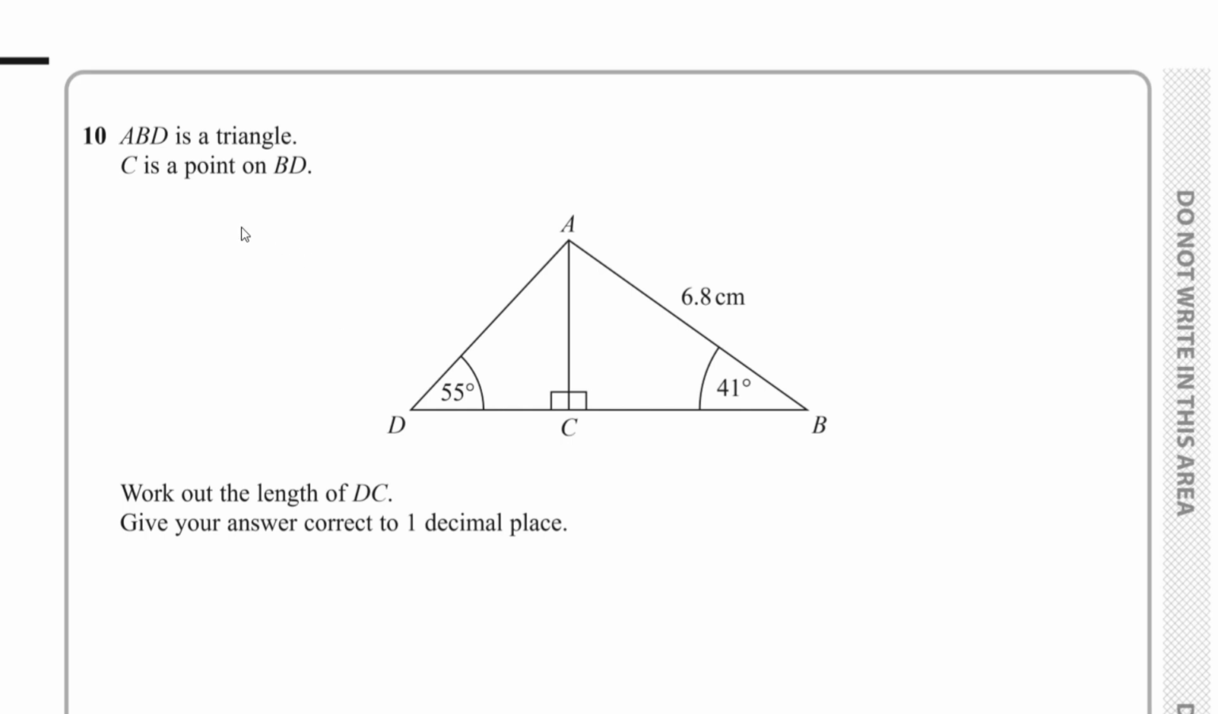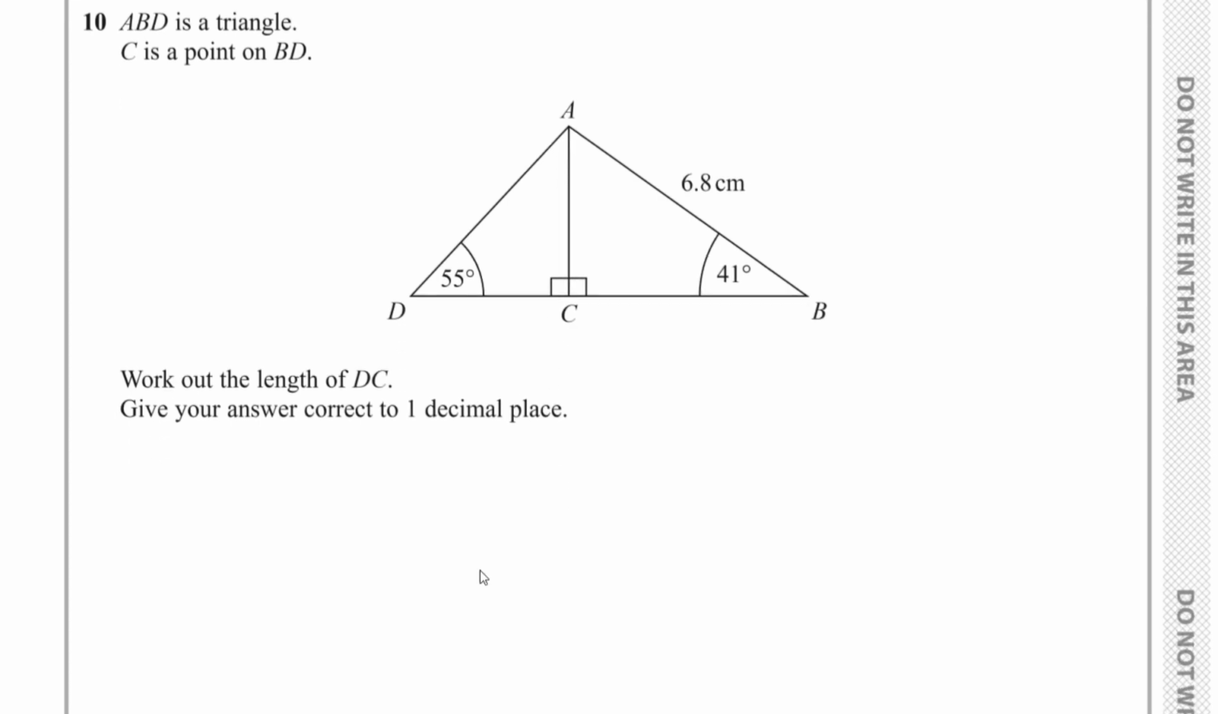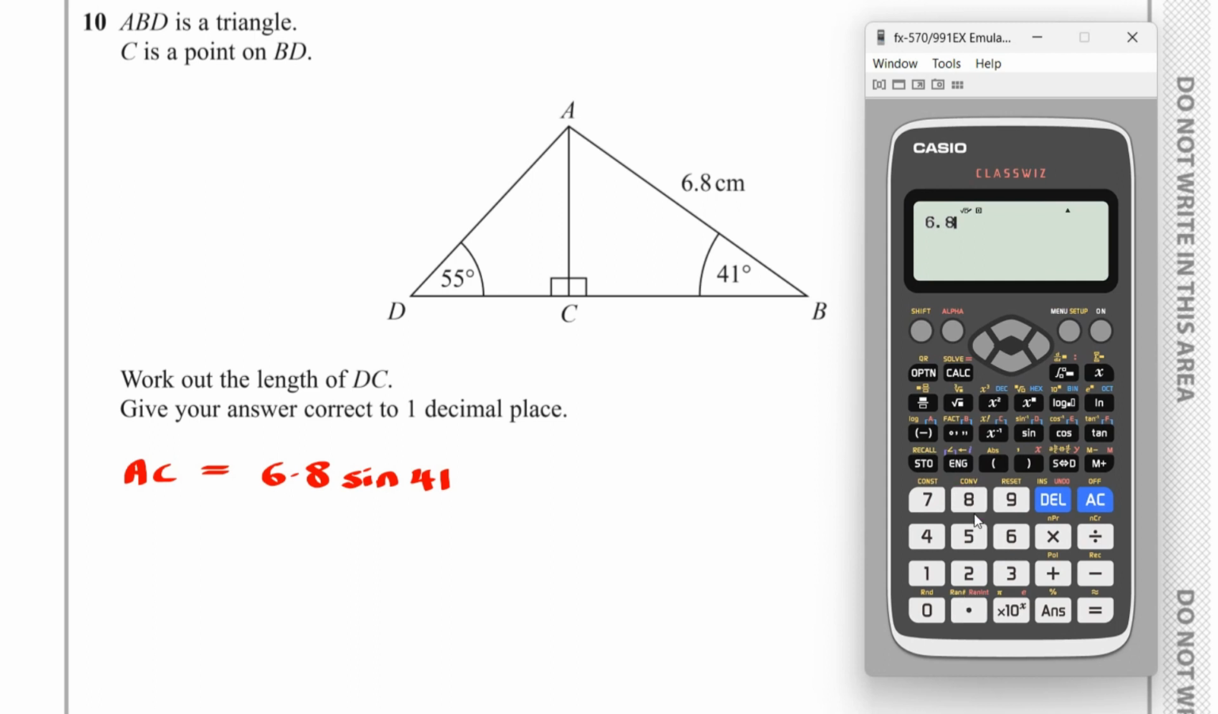Question number 10. ABD is a triangle, C is the point on BD. We have to work out the length of DC to one decimal place. So I need to work out this length here. First of all, I can work out this length by finding out what AC is, and I can do that using simple trigonometry. So AC will equal, well, here I've got the hypotenuse, and I'm working out the opposite to the angle, so I use sine. So I've got 6.8 multiplied by the sine of 41. If I work out what that is, it turns out we get 4.46, etc.